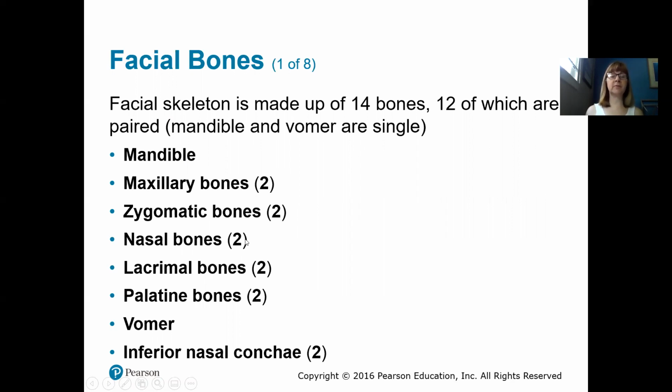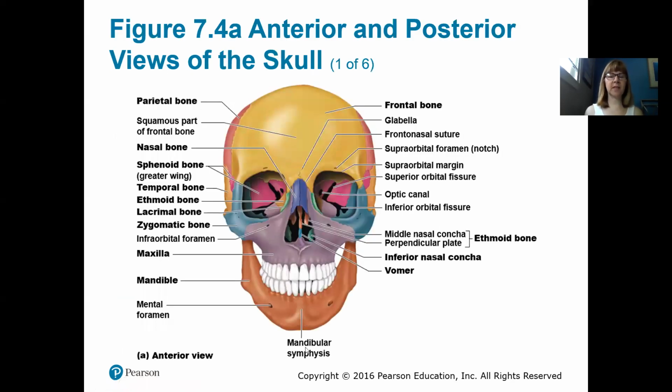Your nasal bone, as you would guess, is your nose bone. Lacrimal bones, those are the ones right near your tear ducts. Your palatine bones, also near your nose, we'll talk about those. And your vomer, which are in your nose, a lot of intricate bones, and then also the nasal conchae. So let me show you in a picture, okay?